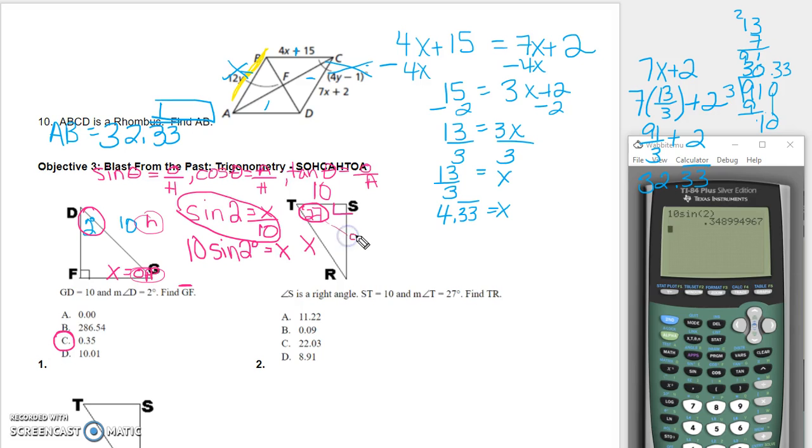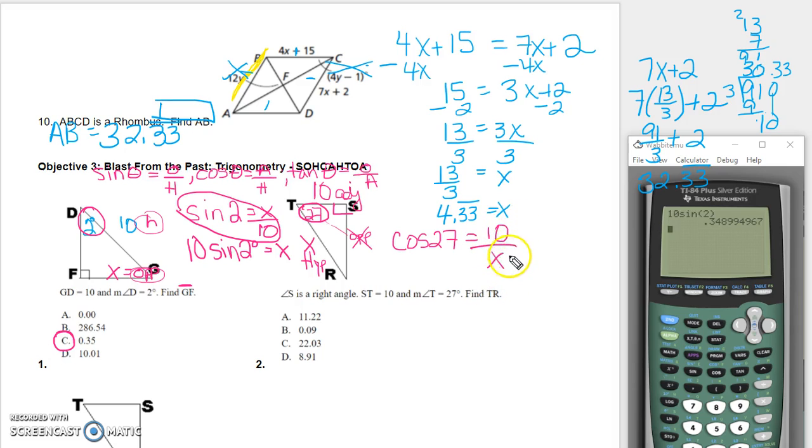That means opposite is this side, which I'm not really going to use because I don't have any measurements there. 10 would be the adjacent side, and X would be the hypotenuse side. So now I'm looking for the trig function that uses adjacent and hypotenuse. That's going to be cosine. So I'm going to set up cosine of 27 degrees equals adjacent 10 over the hypotenuse X. And a lot of people mixed these two up, 10 over X.